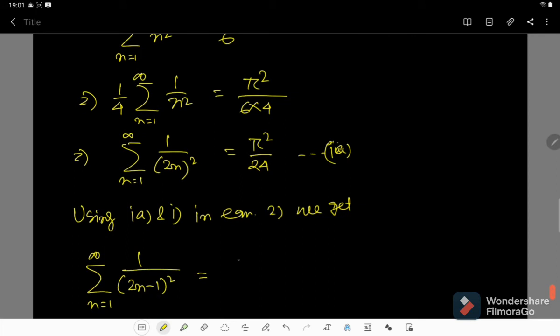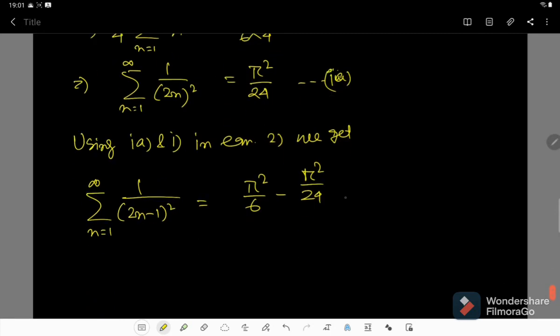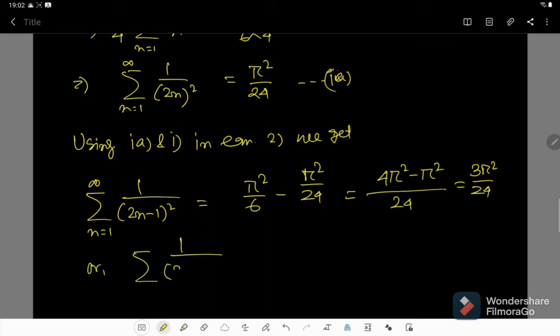You can see that I am writing that pi square minus 6, and this is pi square minus 24, so that would give you 24. 4 pi square minus pi square, that is 3 pi square by 24, or the sum of 1 by (2n minus 1) whole square is equal to pi square by 8. And we were supposed to prove this also, and hence we have also proved this.